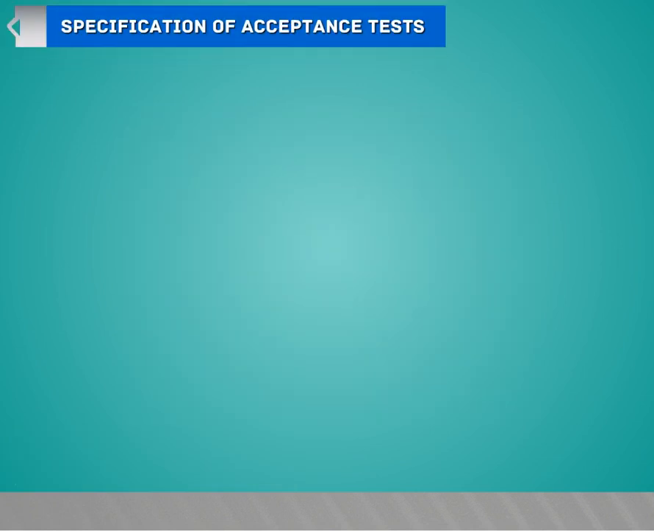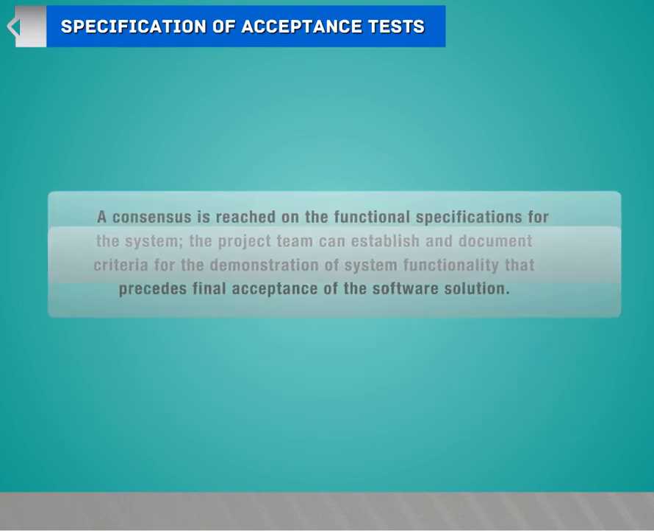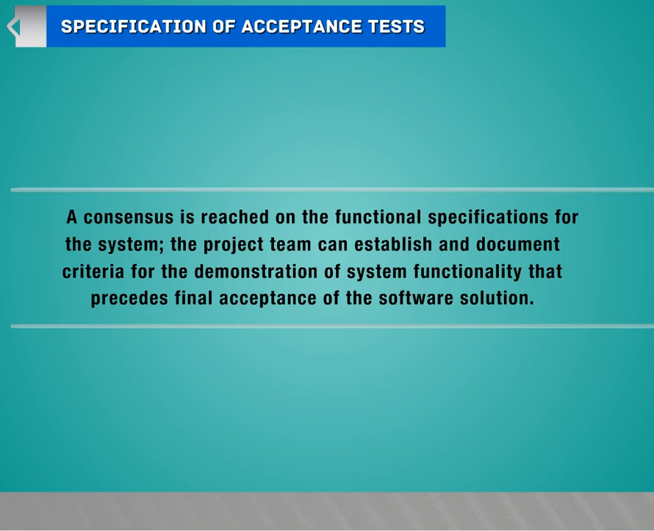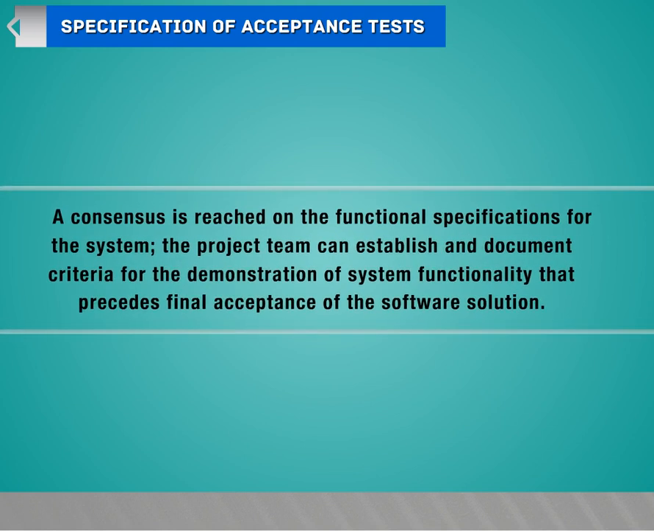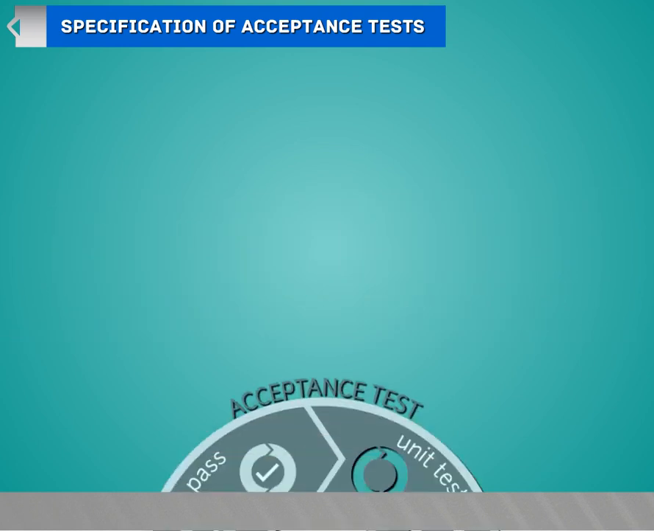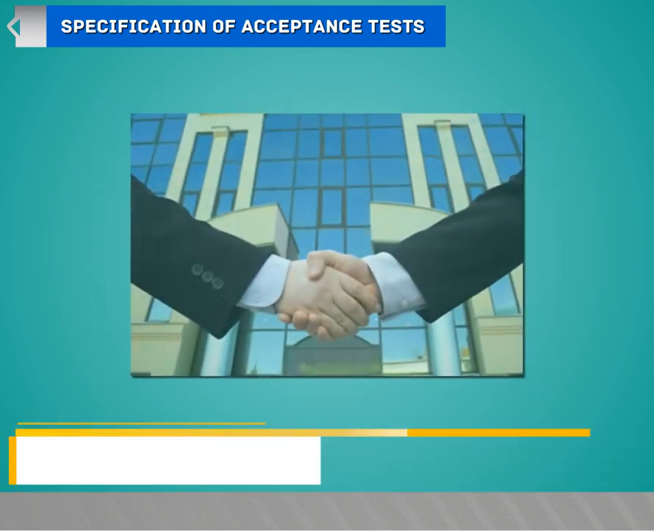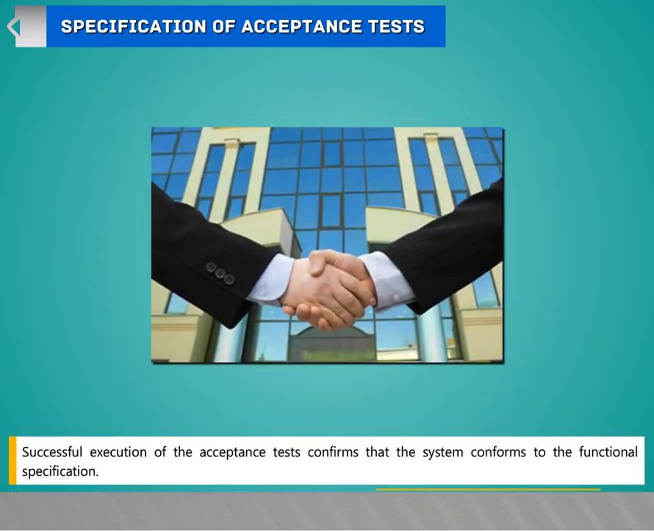Specification of acceptance test. Once a consensus is reached on the functional specifications of the system, the project team can establish and document criteria for the demonstration of system functionality that precedes final acceptance of the software solution. These tests of functionality are outlined in the acceptance test specification. Successful execution of the acceptance test confirms that the system conforms to the functional specification.